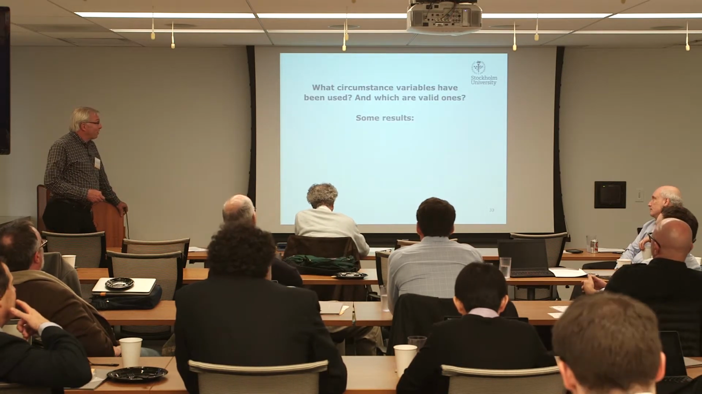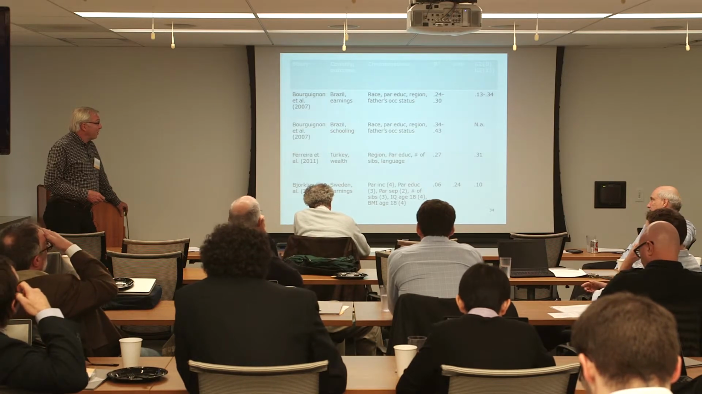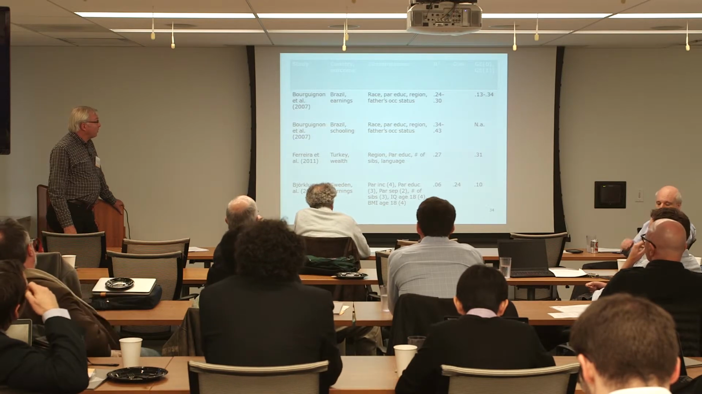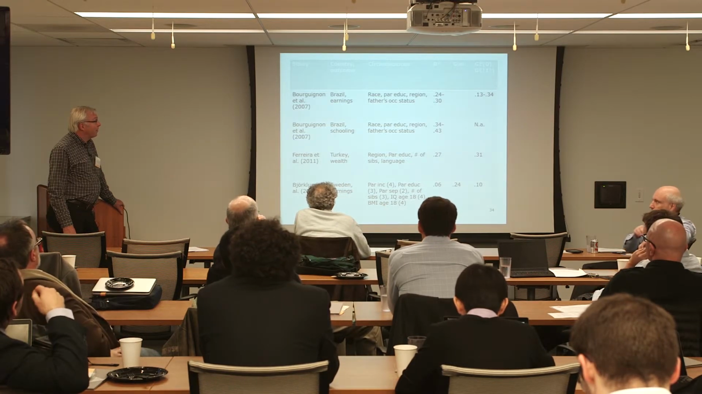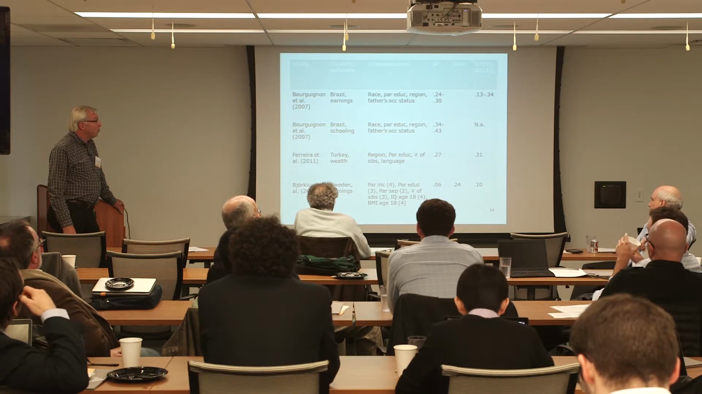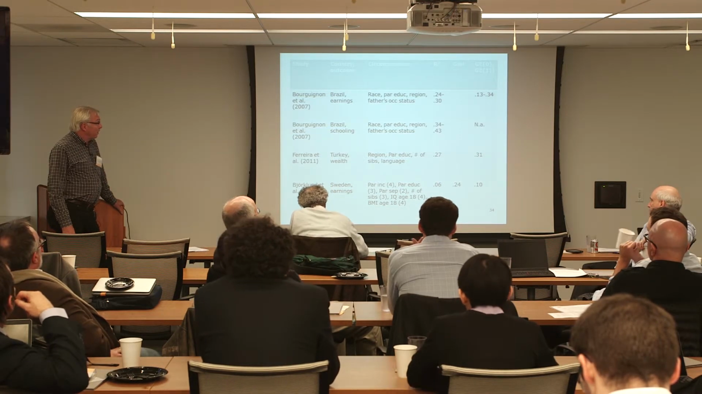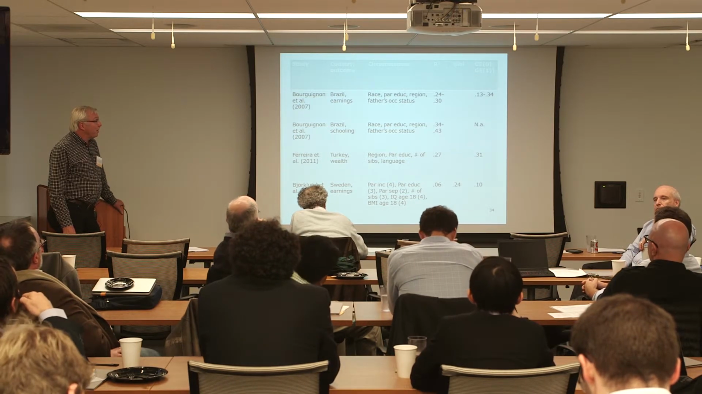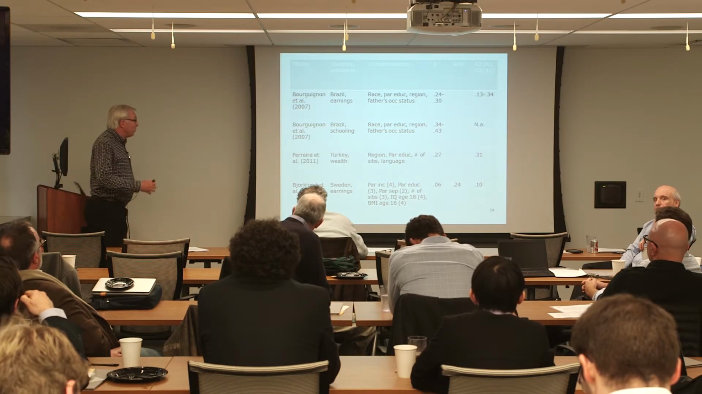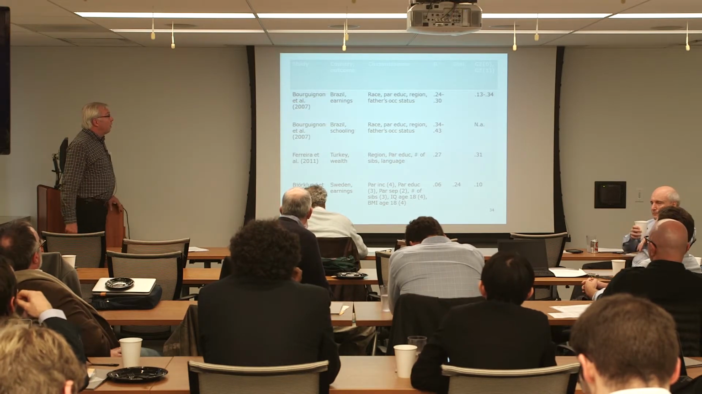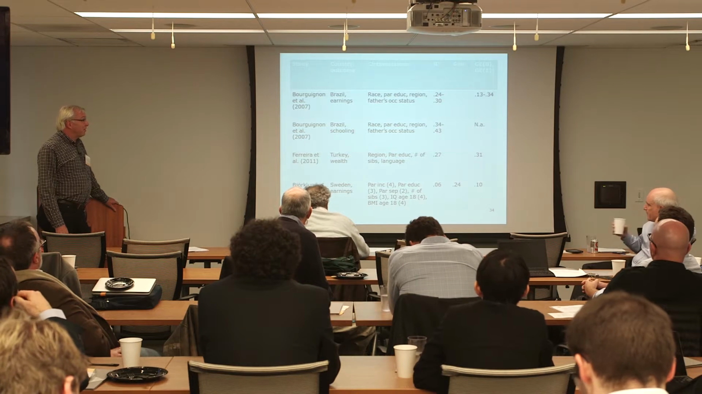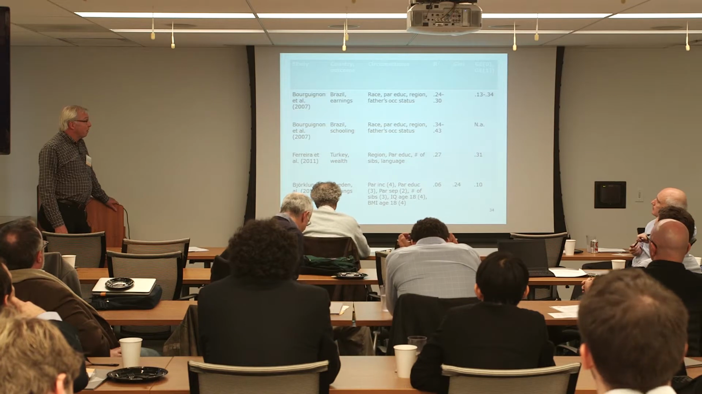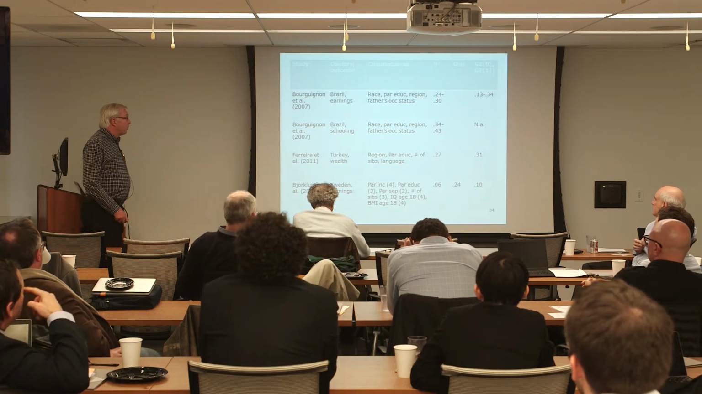Okay, so what has been done, and some results here. Brazil, earnings and schooling, and here you can see the circumstance variables that have been used. For Brazil, race, I think, makes sense. And here both parental education and father's occupational status are used. That is a way to exploit the advantage that you can use two socioeconomic status variables at the same time, and region. But of course, it's a small set otherwise.